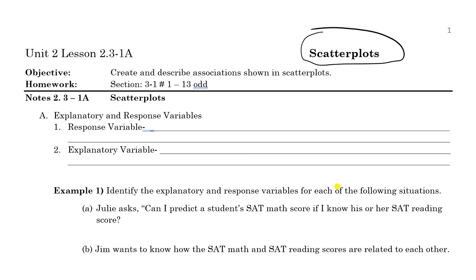So chapter 3 is all about scatter plots. Chapter 4 is all about how to take samples and how to do experiments. And then chapter 5 is probability. And that's where you're going to stop this semester.